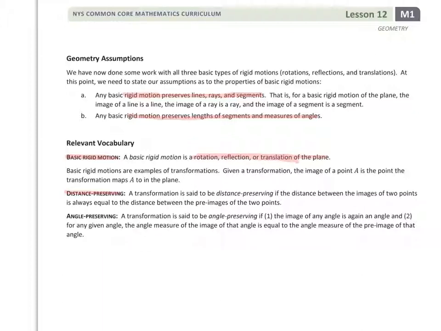Highlight distance preserving. A transformation is said to be distance preserving if the distance between the images of two points is always equal to the distance between the pre-image points. And angle preserving. A transformation is said to be angle preserving if the image of any angle is again an angle, and for any given angle the measure of the image is equal. So your angles are going to stay the same. That's angle preserving. All right, I'm done. Good luck.